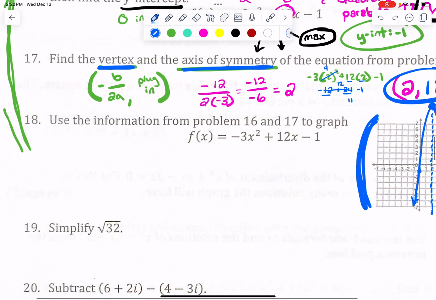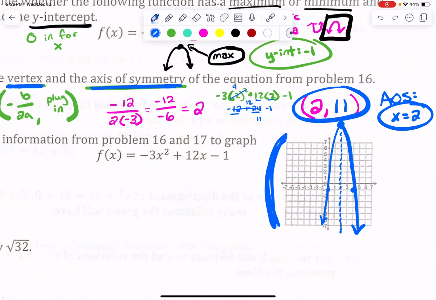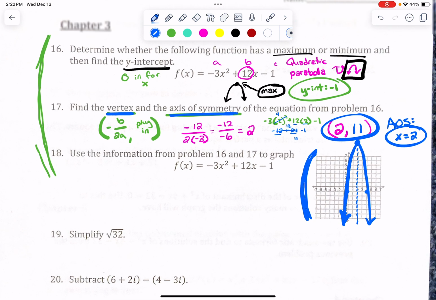So it says 18, use the information from problem 16, 17 to graph. Hey, we've already done that. 18 was done, okay? So on the test, those three will all be together as well. They'll be the only ones that aren't completely mixed up. Those three will go as a chunk together, if that makes any sense, okay? So all your problems on your test are mixed up, except those three will still be in a chunk together, okay? All right, moving on.